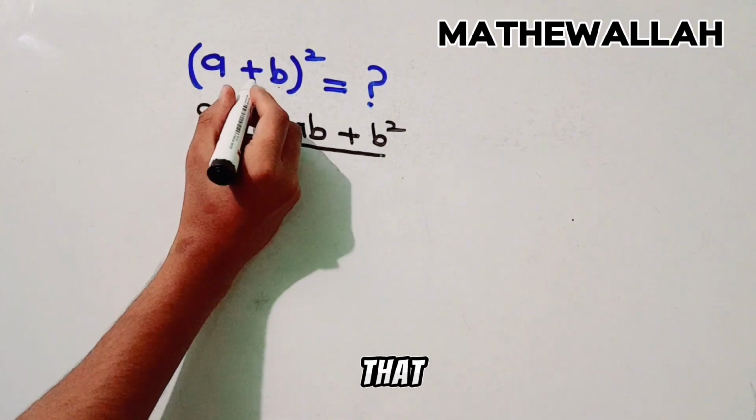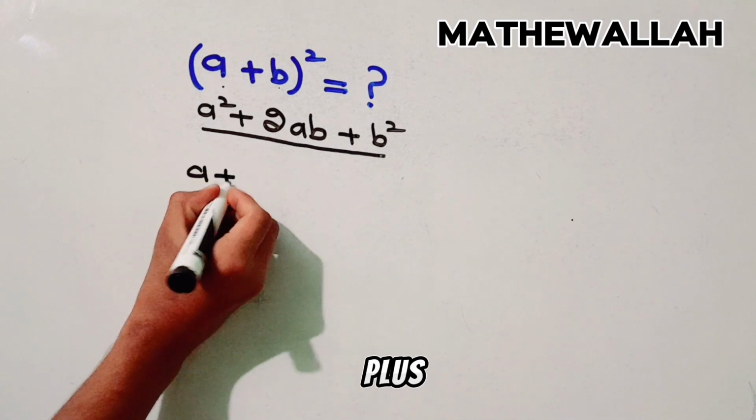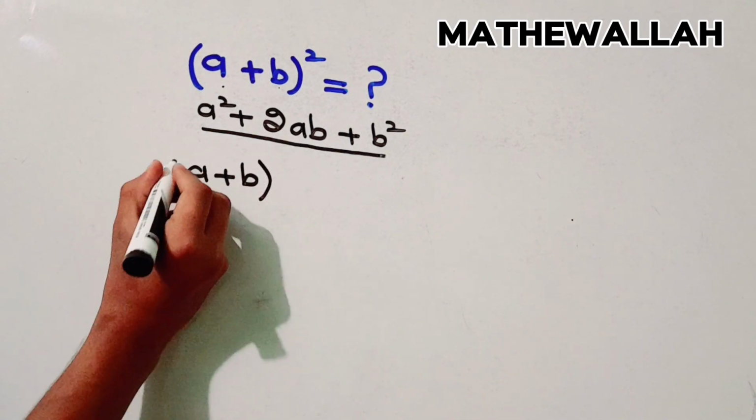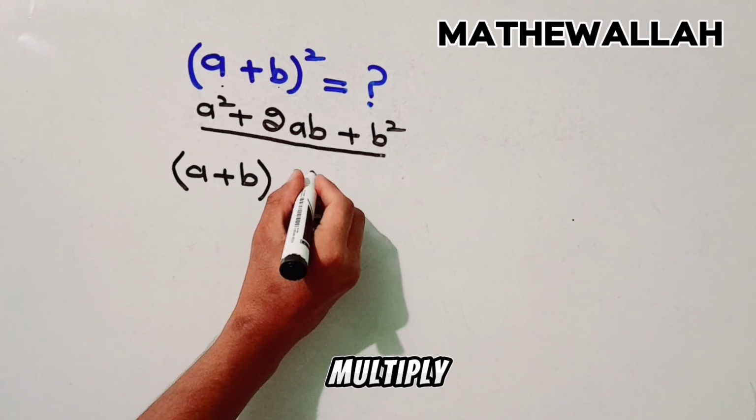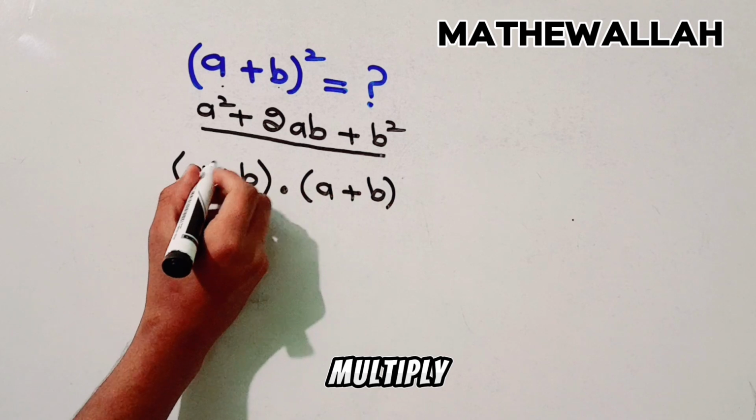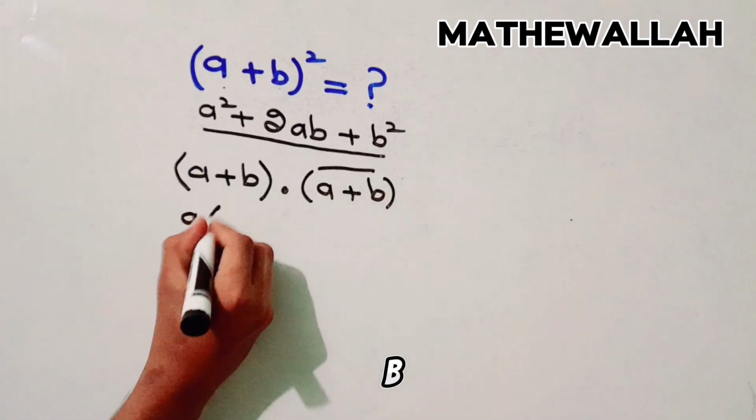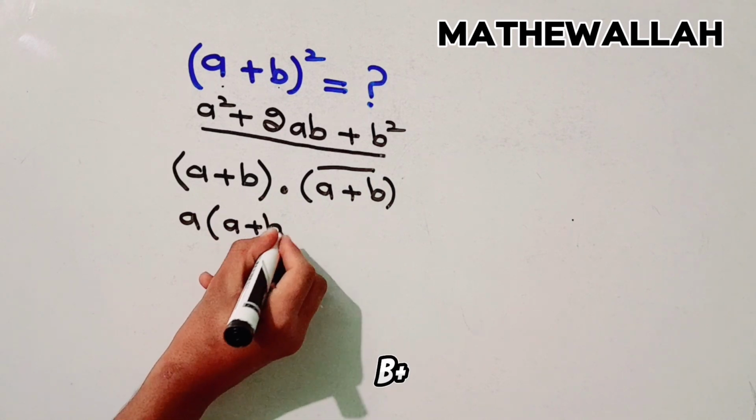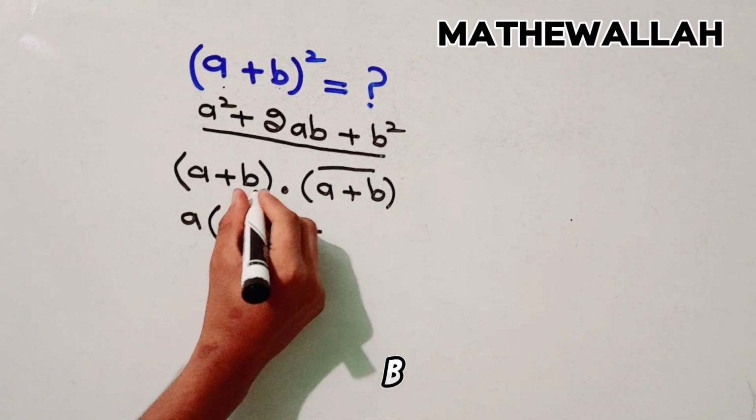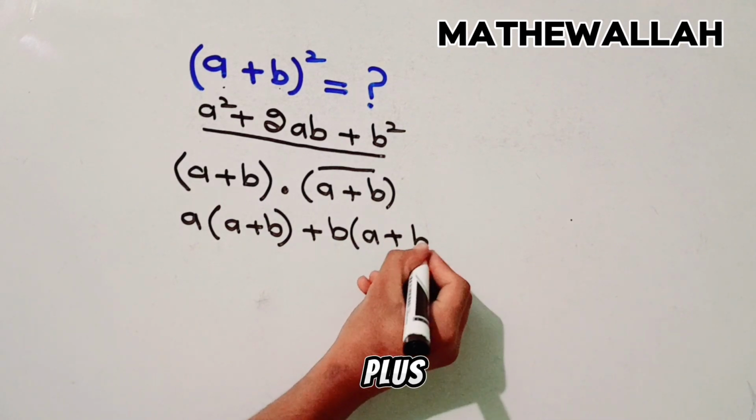So we write (a plus b) whole square. It means (a plus b) bracket multiplied by (a plus b). So we multiply (a plus b) by a, plus b multiplied by (a plus b).